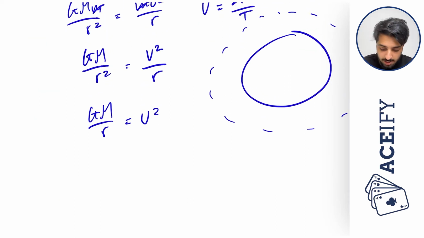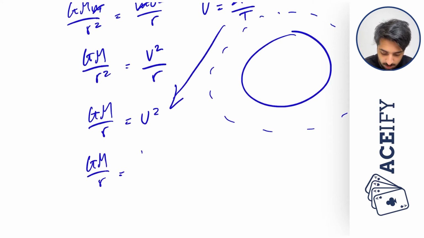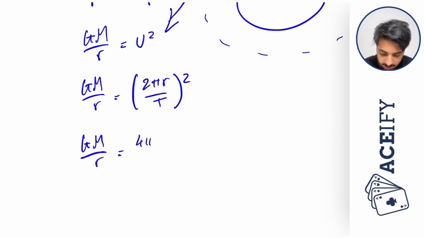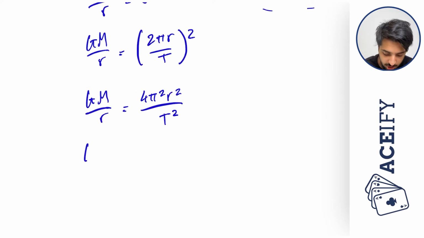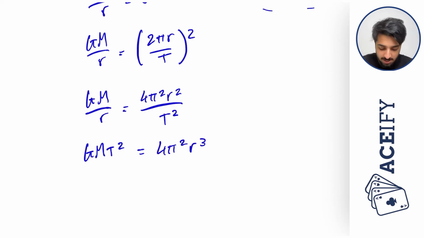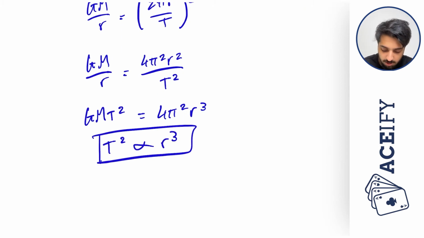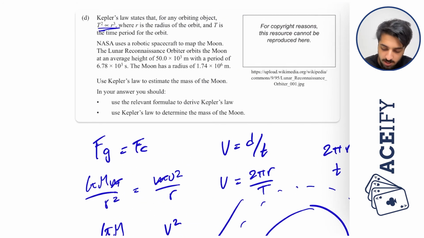And so now we can plug that into this equation, and we get GM all over r is equal to 2 pi r over T, squared. And now expanding that squared term, we get 4 pi squared r squared all over T squared. And now doing some simple rearranging, we get GM T squared is equal to 4 pi squared r cubed. And as you can see, T squared is directly proportional to r cubed, right here. And that is what we need to derive.